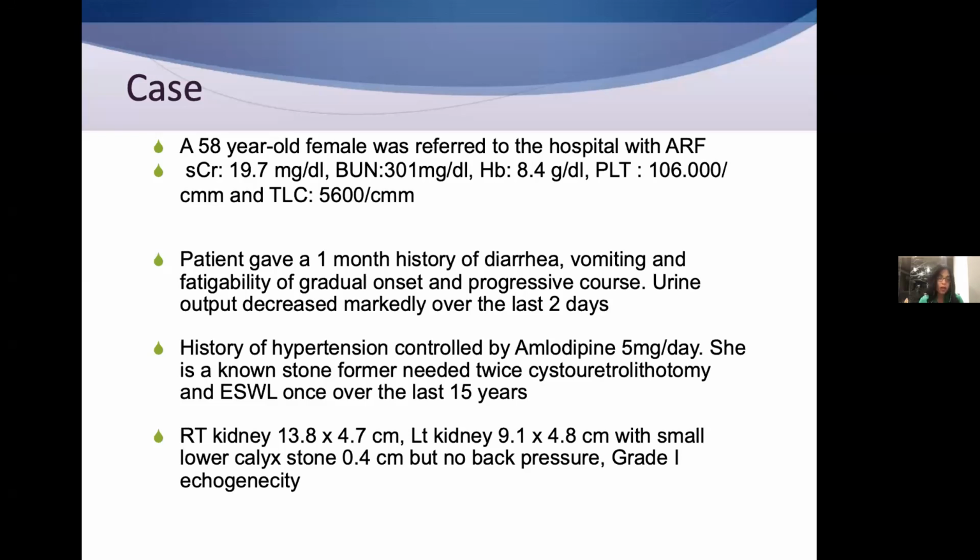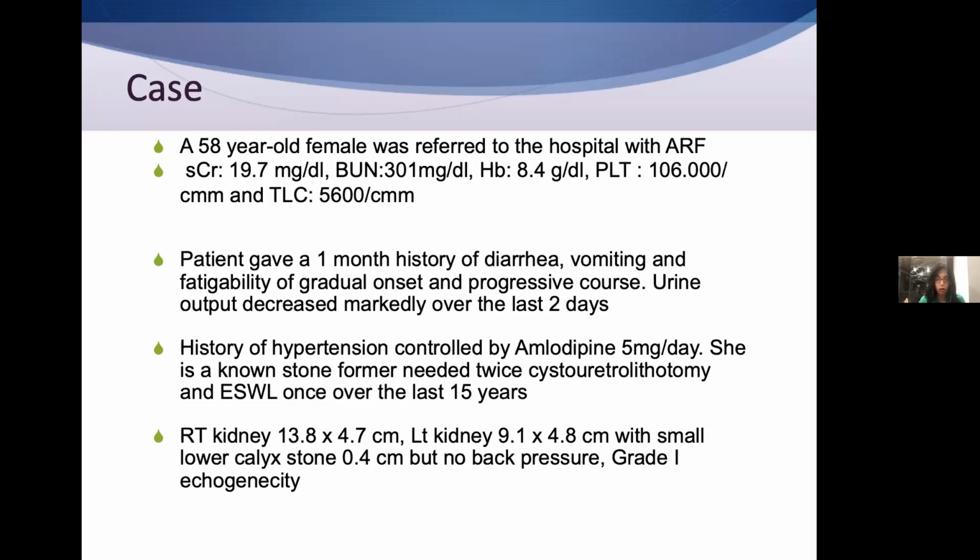Her sonography showed the right kidney 13.8, left kidney 9.1 by 4.8, with a small lower calyx stone, 0.4 centimeter, but no back pressure, grade 1 echogenicity. I remember this patient very well because this patient was completely a surprise finding to the clinicians. This patient was just classified as end-stage renal disease, and most of the nephrologists did not want to biopsy her because of her history of stones, and because she's a known hypertensive. And at the end, they reached the consensus just to confirm that she's end-stage renal disease.